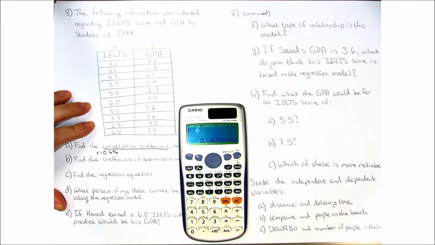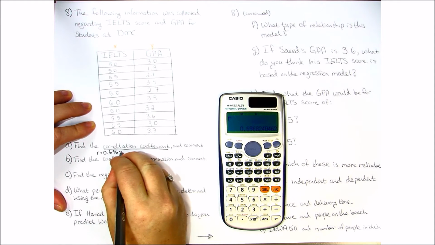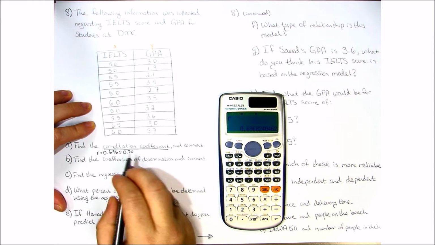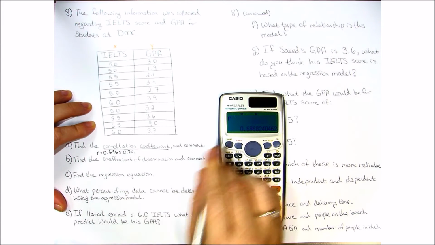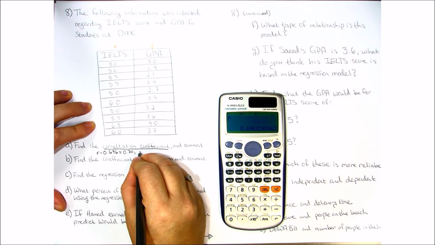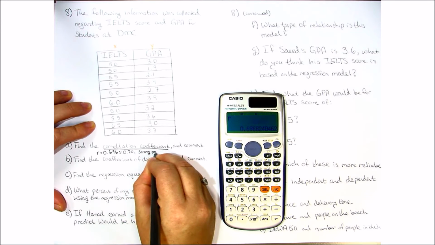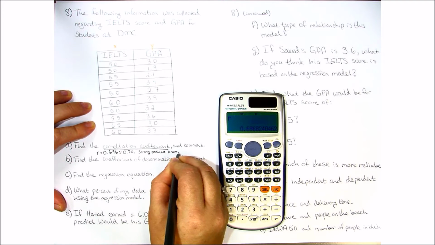0.696. But remember, we tend to round to 2 decimal places. So we're going to go ahead and round this and call it 0.70. Now, because it's 0.70, and it's positive, this means it has a strong, positive, linear relationship.